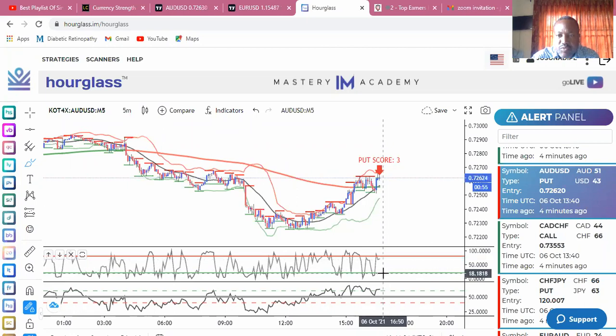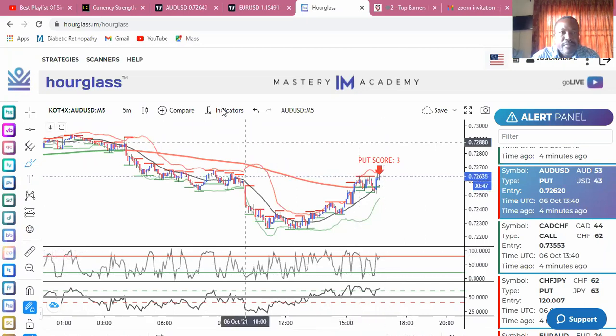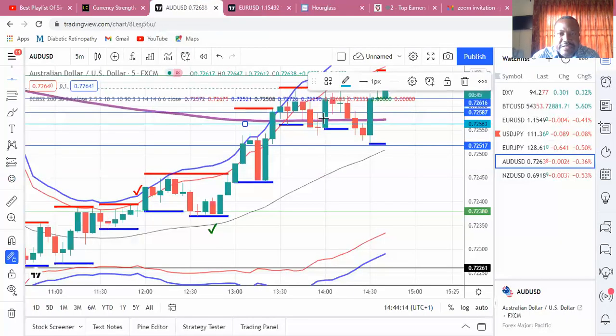On AUD USD, you're just waiting for stochastic to come to this green area, and it will be a good move on AUD USD. Let me see. You are waiting for it to come down to this 587 and below.